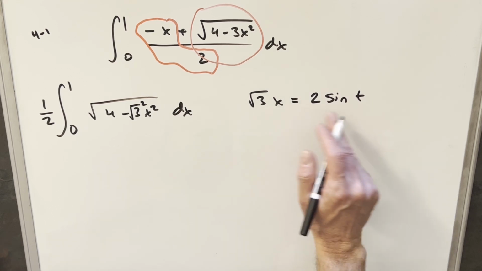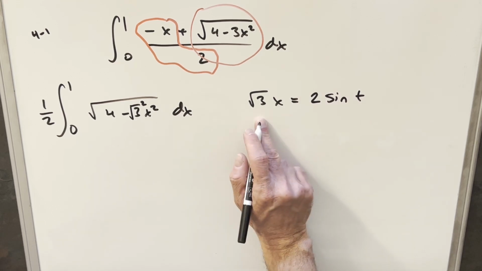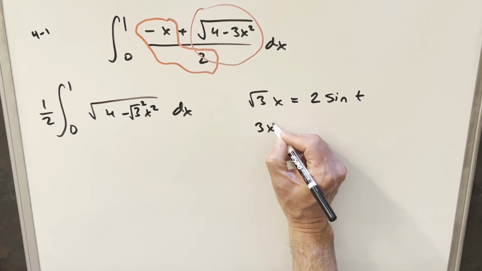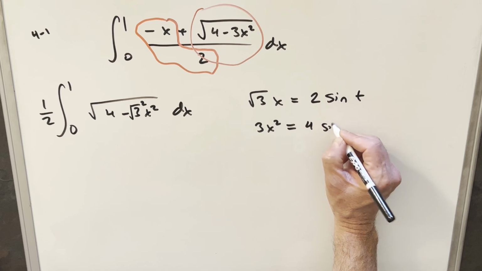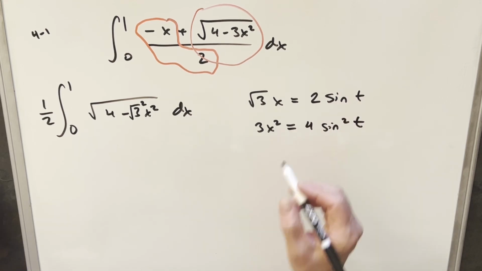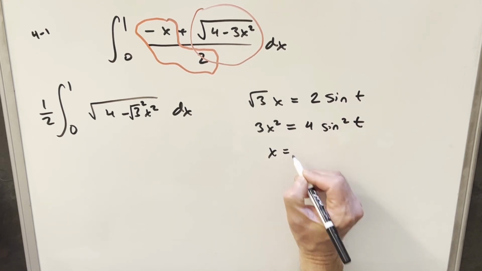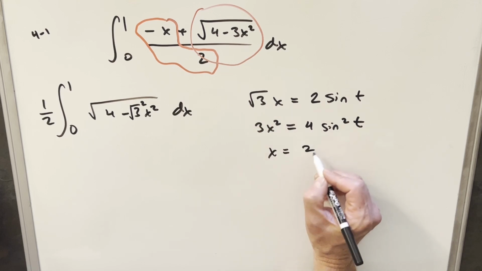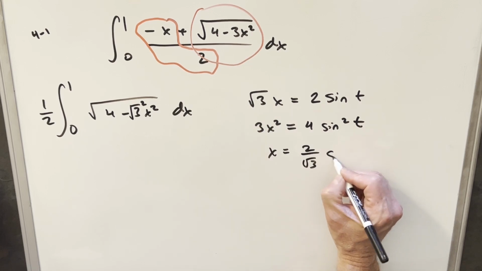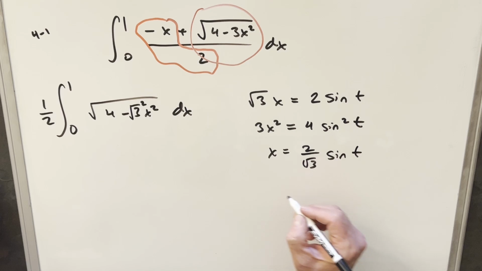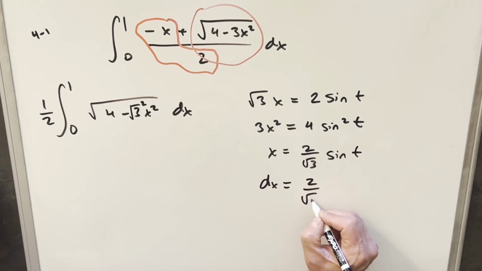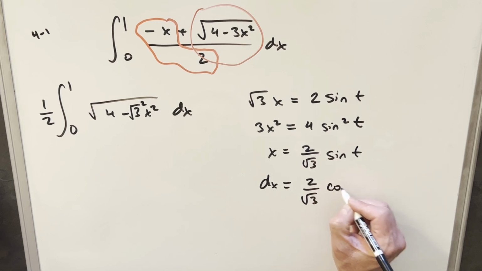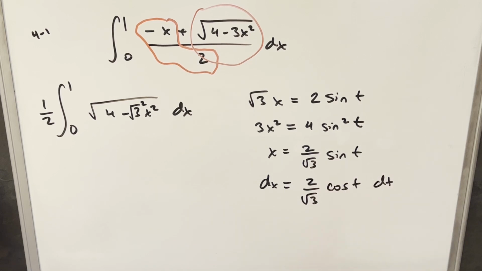Just to make this clear, let's notice what happens when we square both terms. On the left side, squaring this gives 3x squared, and then squaring this gives 4 sine squared t. Let me isolate my x right here. If we divide both sides by square root of 3, we'll have 2 over square root of 3 sine t. Then I'll take my derivative to get a dx value, and this gives me 2 over square root of 3 cosine t dt.